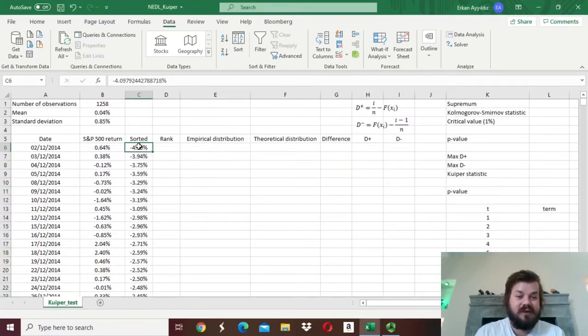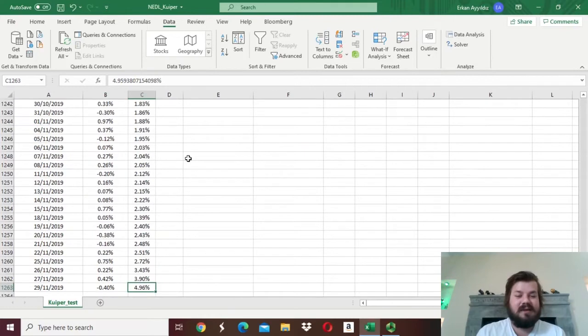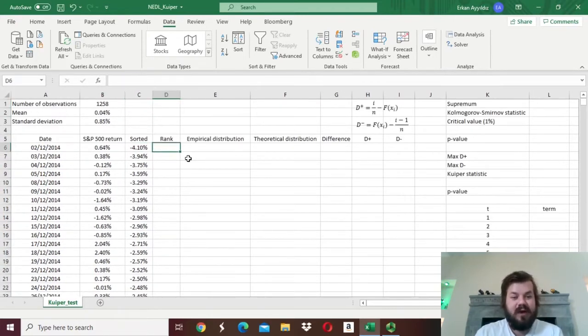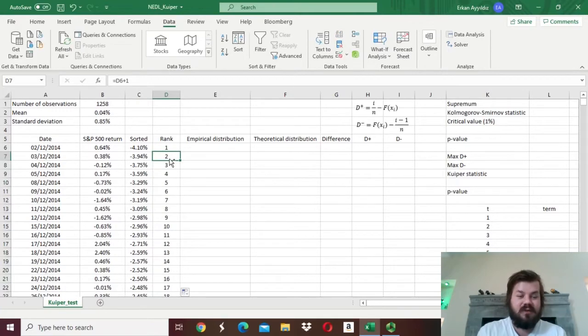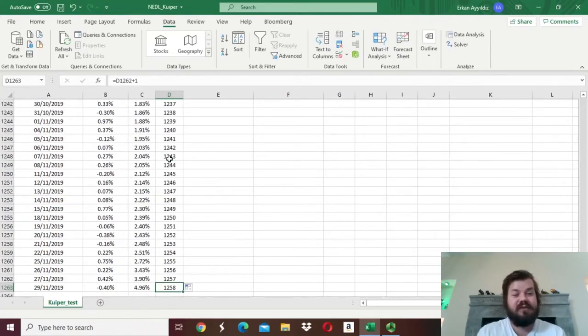And we've got our returns sorted from the very negative ones, so the lowest return was -4.1% and the highest was 4.96%. And now we need to assign ranks to those, and that's really easy. So the lowest observation would have a rank of 1, and the following observations from smallest to largest will have ever-increasing ranks. So the highest observation would naturally have the rank of 1,258.